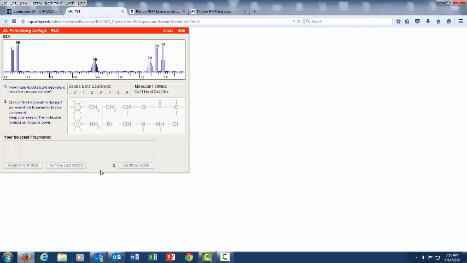So this one's compound 34. You can see it looks like any typical NMR spectrum would. You see the peaks, some of them are split into smaller peaks, and you'll see numbers above the peaks as well.